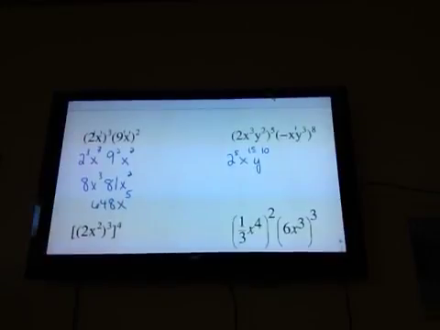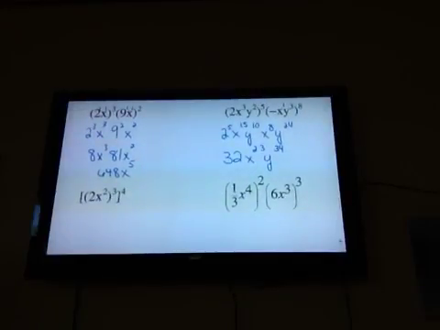And then 1 times 8 is 8. 3 times 8 is 24. Then I put it all together and I have 2 to the 5th is 32. X to the 15 plus 8 now, 23. Y to the 10 plus 24, 34. Some questions before I go to the next one?